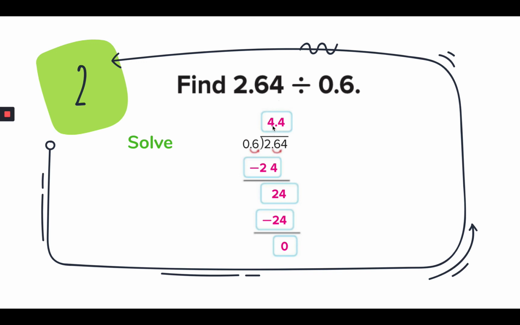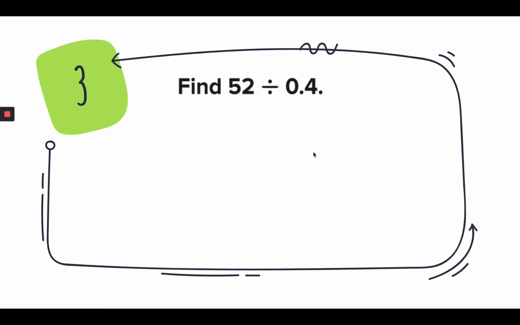6 goes into 26 4 times. 4 times 6 is 24, remainder 2, bring down that last 4. 6 goes into 24 again 4 times, and the decimal is just going to move right up to give me an answer of 4.4. Okay, what about a whole number divided by a decimal? 52 divided by 0.4.